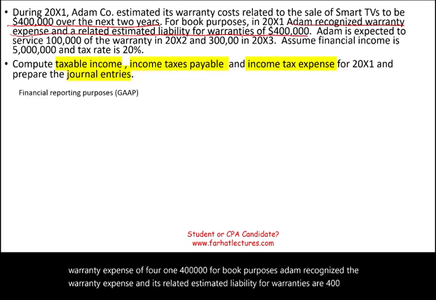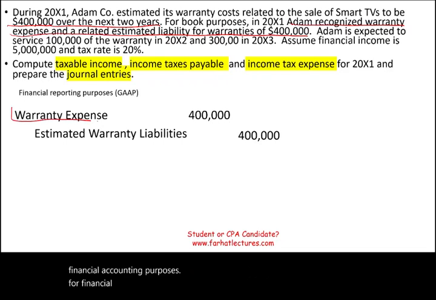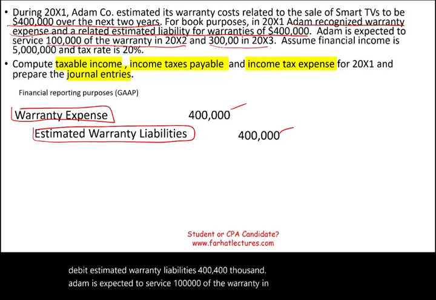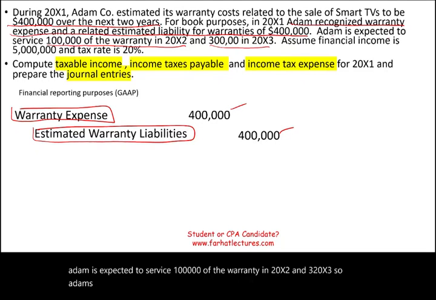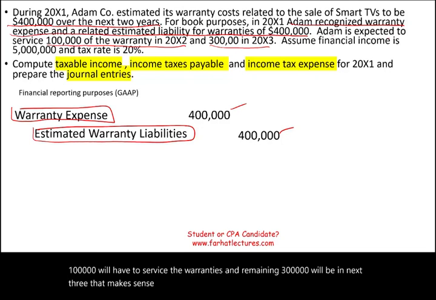So let me show you the entry that Adam will make for financial accounting purposes. Adam will debit warranty expense and credit estimated warranty liabilities, $400,000. Adam is expected to service $100,000 of the warranty in 20X2 and $300,000 in 20X3. So Adam thinks that in 20X2, $100,000 will have to be serviced under the warranties and the remaining $300,000 will be in X3. That makes sense because the longer the TVs are out there, the more likely they are to break.